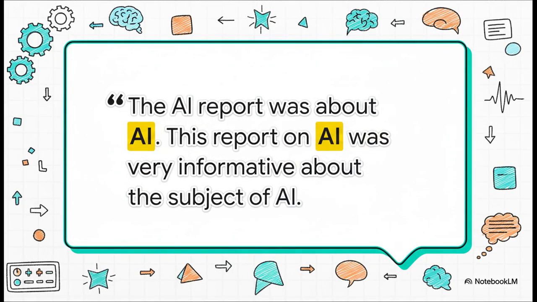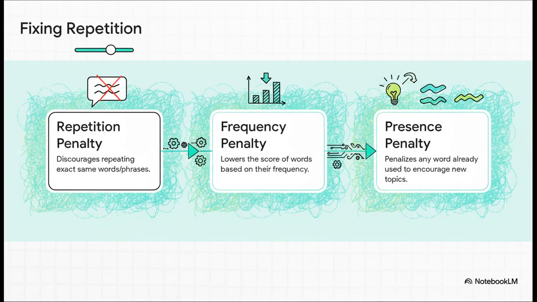Now, let's talk about one of the absolute most annoying things an AI can do: repetition. I mean, we've all seen responses like this, where the AI just gets stuck in a loop, saying the same thing over and over in slightly different ways. It sounds unnatural, and it's just not helpful. Luckily, we have a whole set of tools called penalties to fix this.